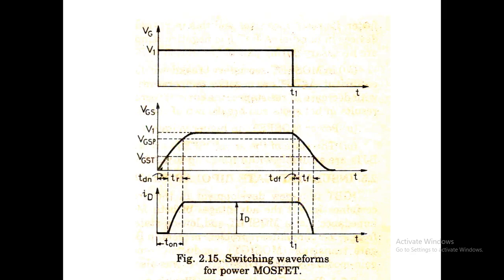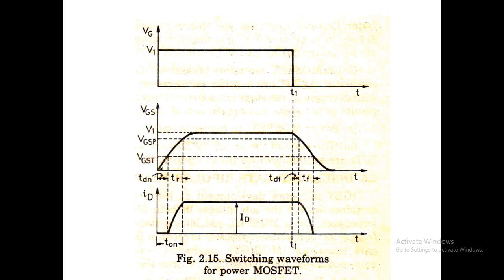And TR is the rise time of the drain current, and during that condition we have to increase the gate source voltage from the threshold voltage to a sufficient voltage, that is VGSP, the VGS peak, which is sufficient to drive the MOSFET to the turn on condition. So we are increasing the gate source voltage from the threshold to the peak value, and at that condition the MOSFET will be fully driven to the on state. So that is the rise time, during which the drain current will rise from 0 to the maximum value of ID.